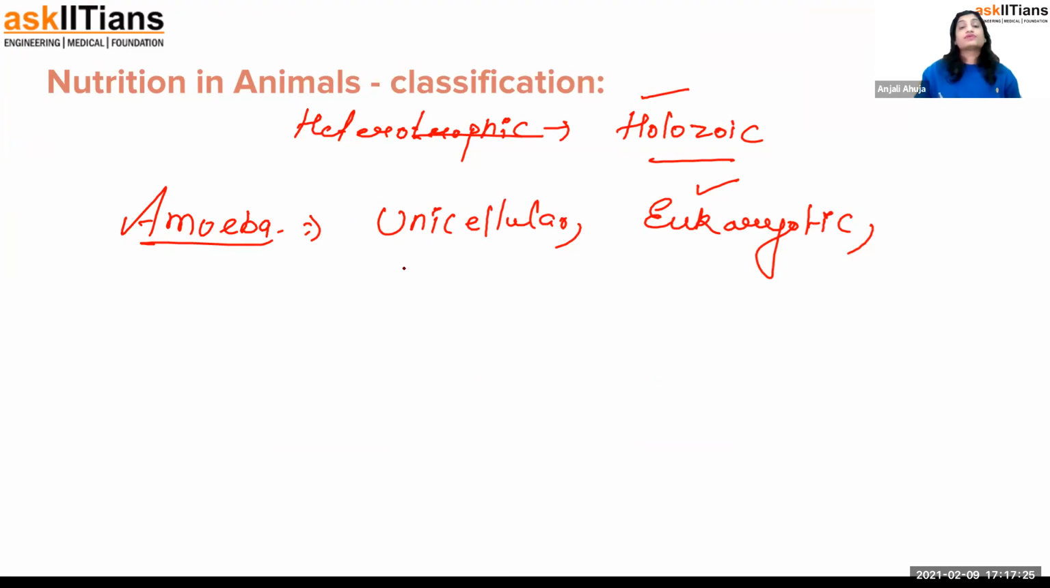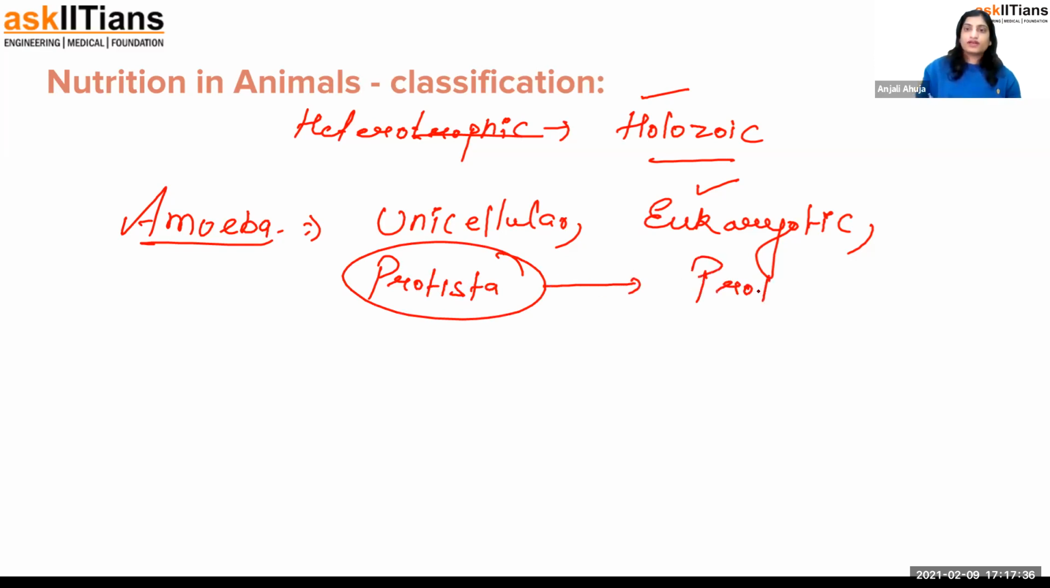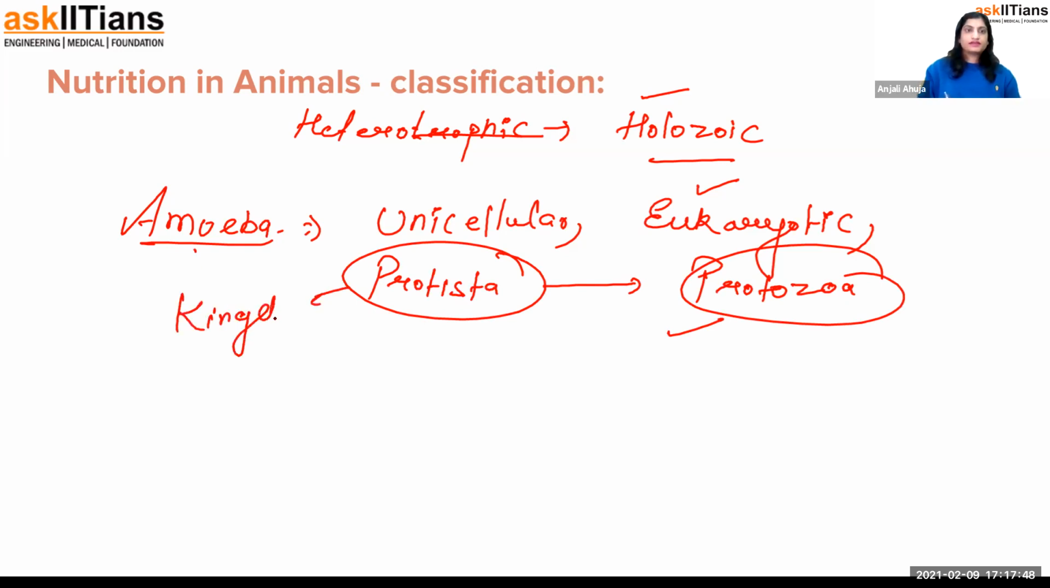What I was about to say is that they belong to the second kingdom, which is Protista. Within the kingdom Protista, there is a category known as protozoa. Amoeba is present in the protozoa. Clear? Protista is the kingdom, and protozoa is a category of it.